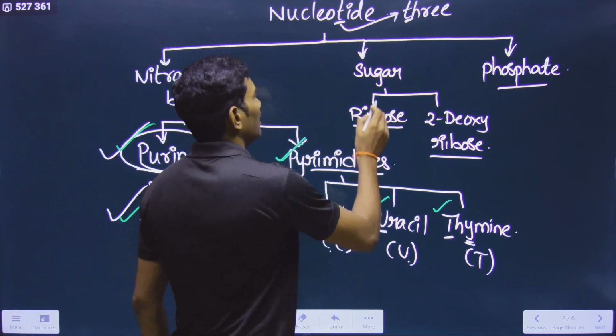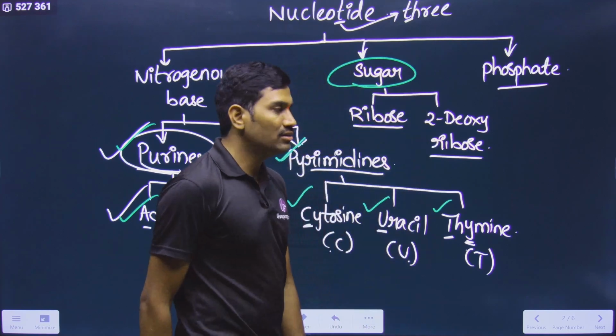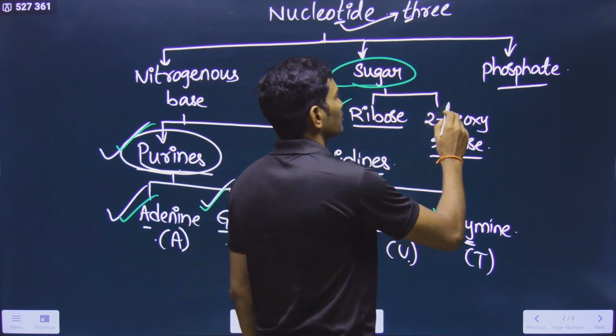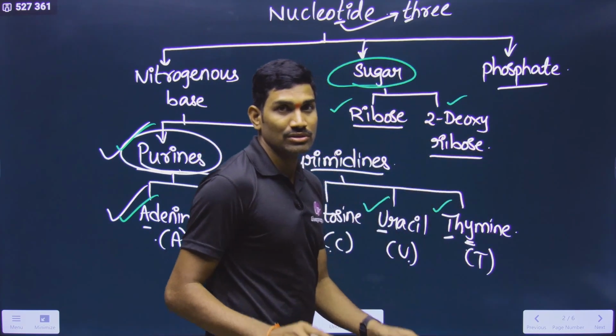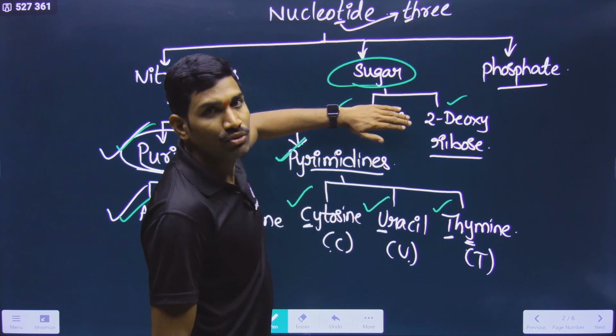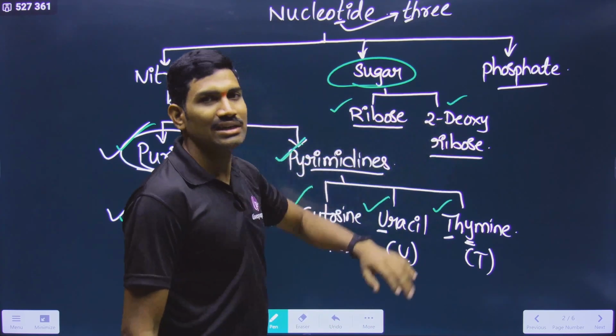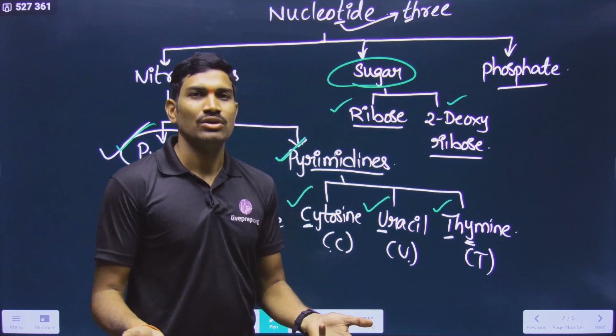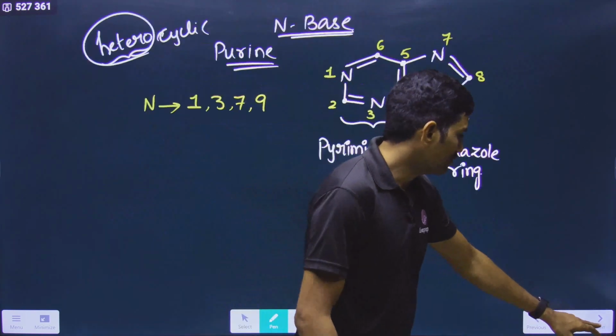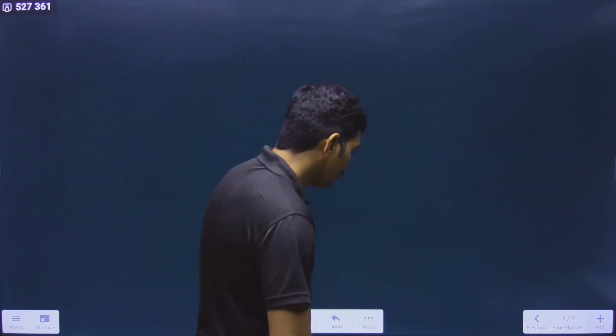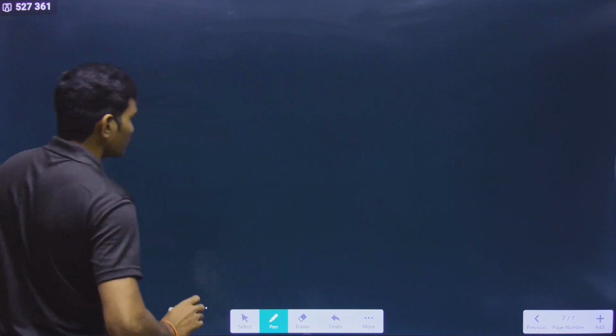Clear? Now we are going to the sugar. In the sugar, first we will go with ribose and then with deoxyribose. The advantage is, if you know the structure of ribose, you can easily write the structure of deoxyribose. So first we will study the structure of ribose, then we will go with the structure of deoxyribose.